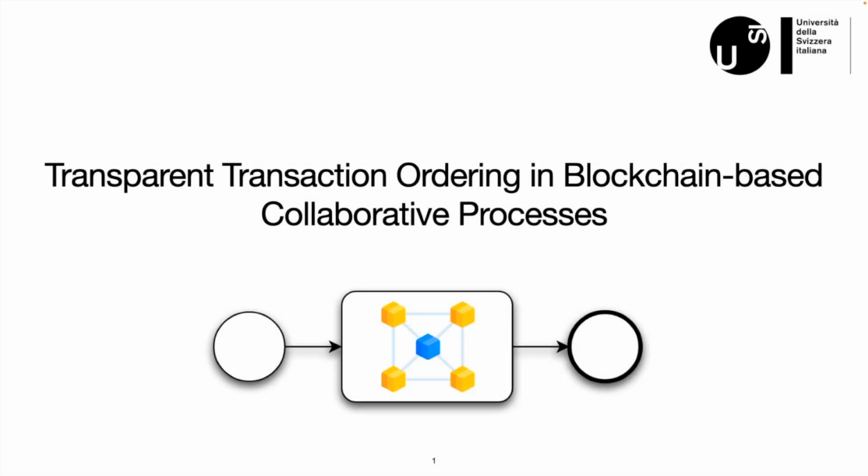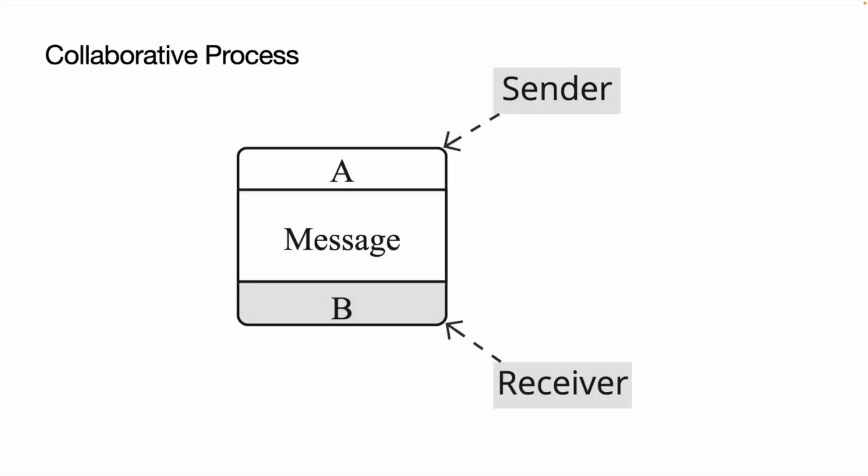Everyone. So today I'll be talking to you about transparent transaction ordering and blockchain-based collaborative processes. So let's break down the title. Starting with the very basic blocks: what is a collaborative process? It's a process between multiple participants who are trying to achieve a goal. This goal could be a business goal or any other type of goal.